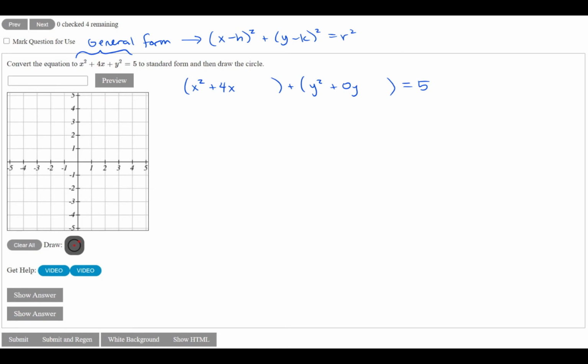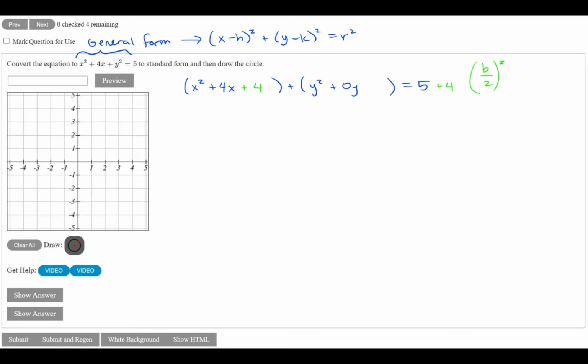Now, to complete the square, what I need to do is take the term multiplying the x, we take that value and divide it by 2, so we take b divided by 2, then we square it. This is always the value that we want when we complete the square. So 4 divided by 2 is 2, 2 squared is 4. So we add 4 here, and we do the same on the other side of the equation.